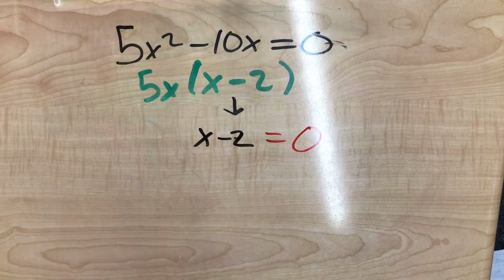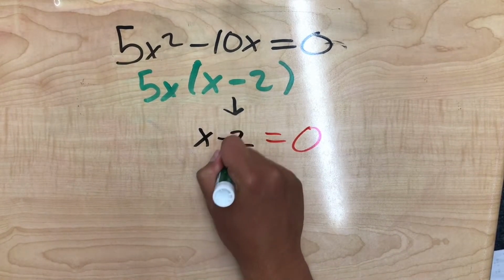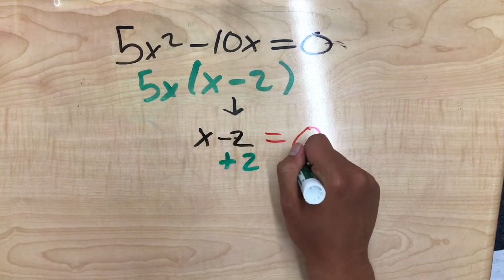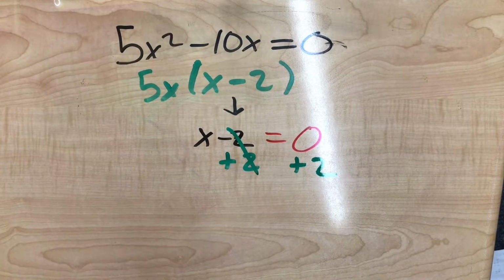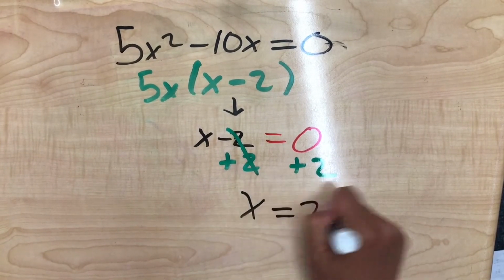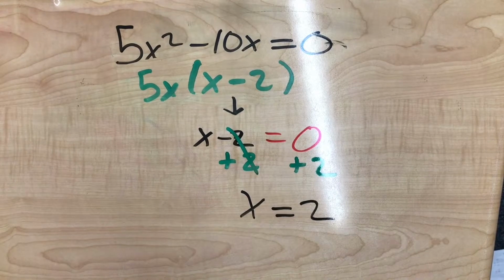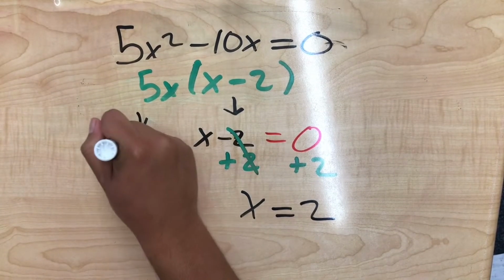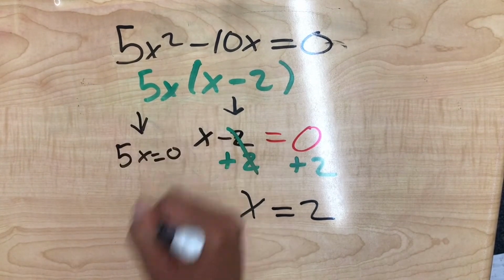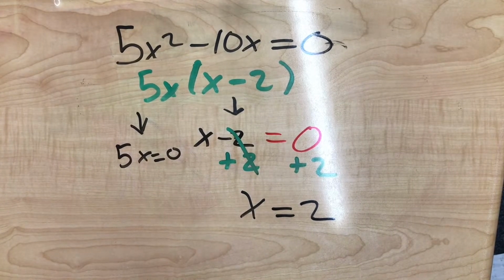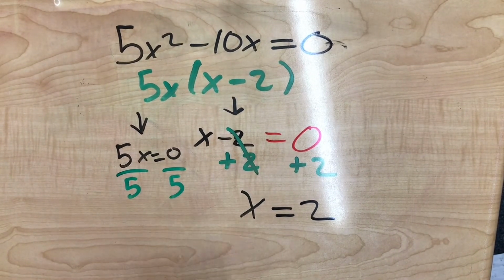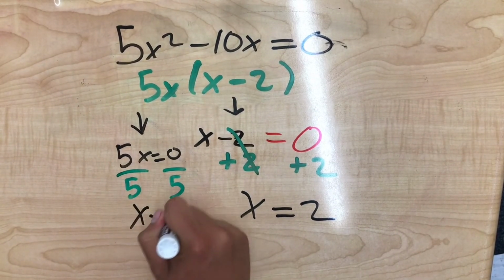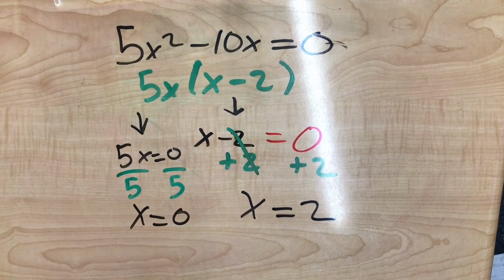So we still need to get our x by itself. So we have to add 2 to both sides, which leaves us with x equals 2. Now we need to set 5x equal to 0. For this one, we have to divide by 5 on both sides. And as you can see, we get x equals 0. Both x equals 0 and x equals 2 work for this equation.